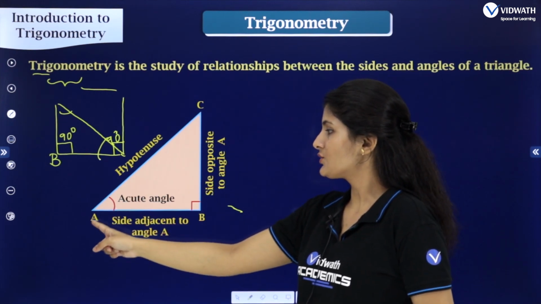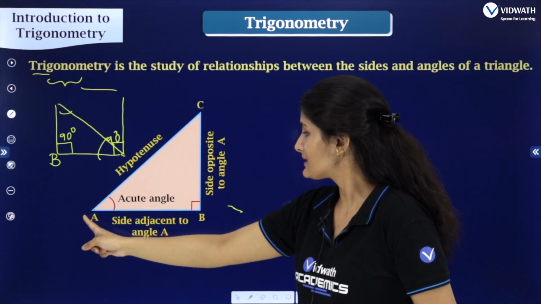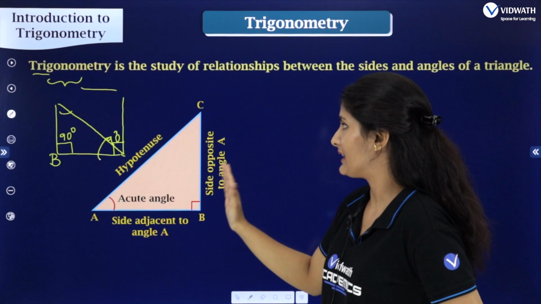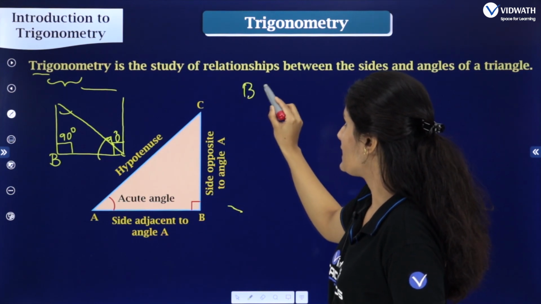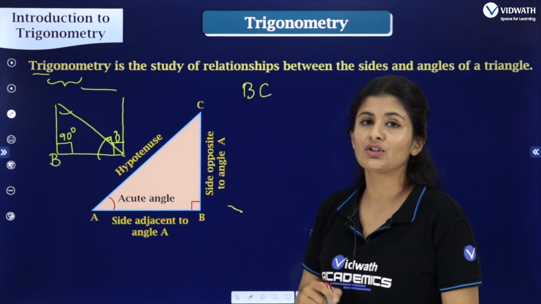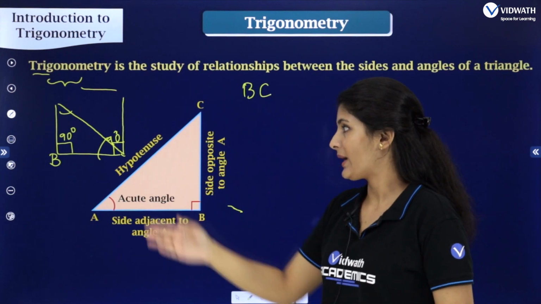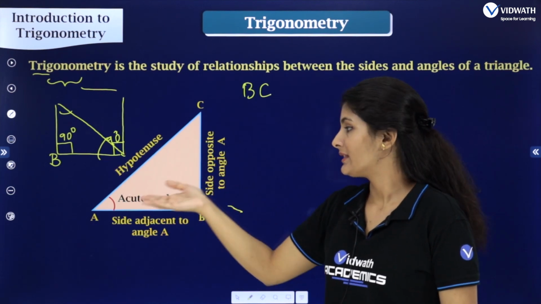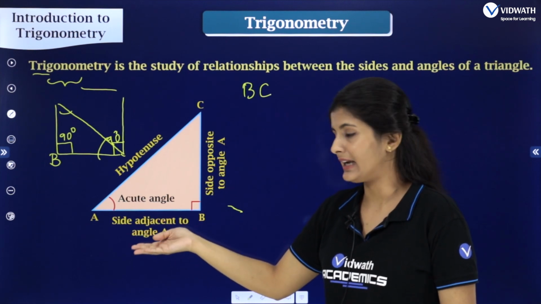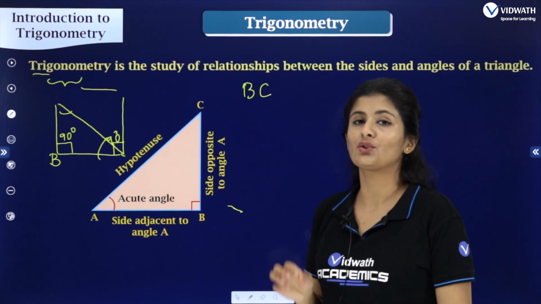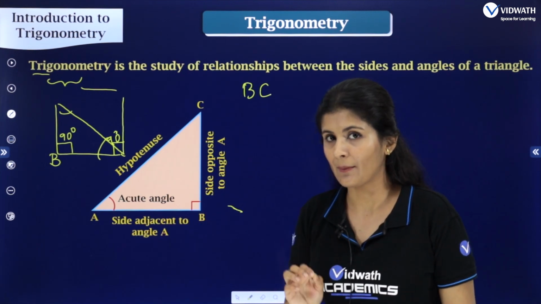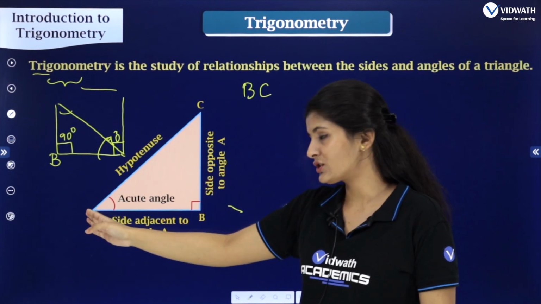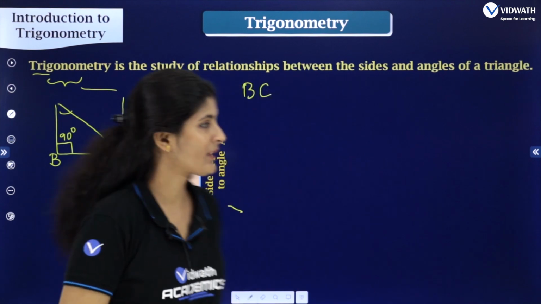Now, corresponding to our angle A, we see that a side is opposite to angle A. This side, in this case, BC, is the side opposite to angle A. Now, we have the hypotenuse. We have a side that is opposite to angle A. The other remaining side will be the side adjacent to angle A. Remember, in this case, we are talking about the sides corresponding to the angle A.